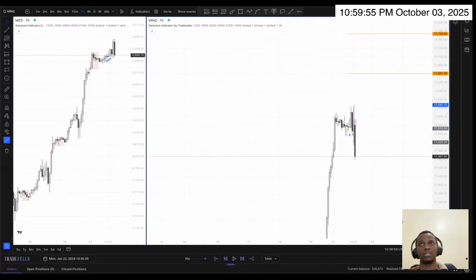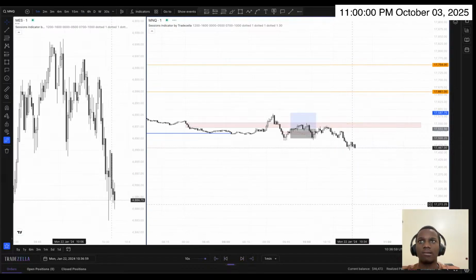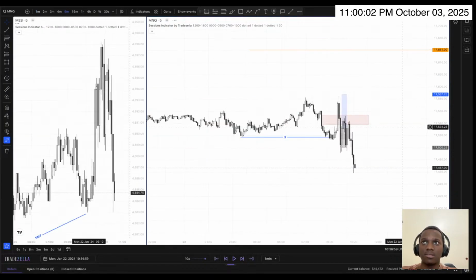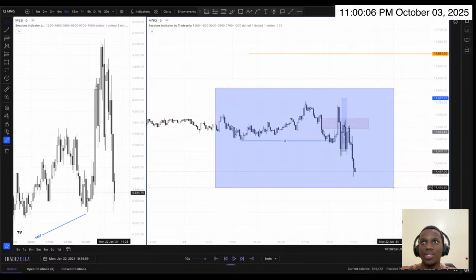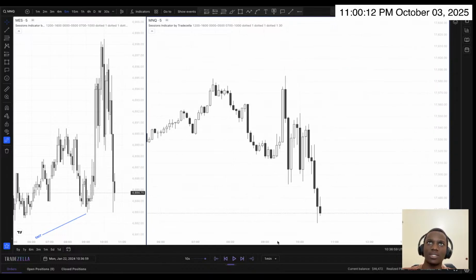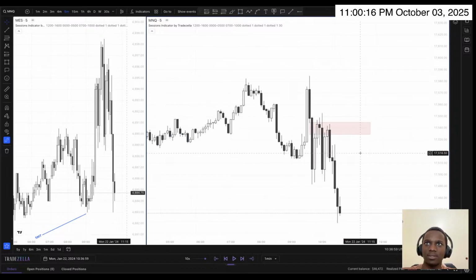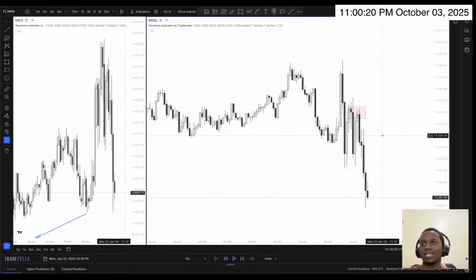We end up dropping very, very low. Oh, look at this. Sweep, shift, retest of the gap. Look at how we close inside of the gap. Wow. Classic move.